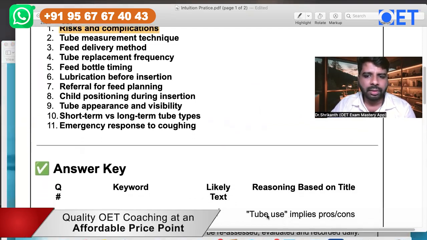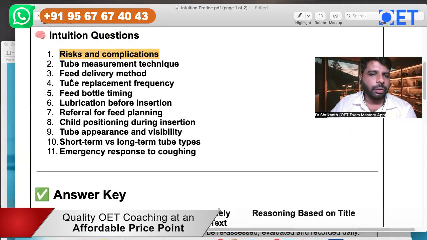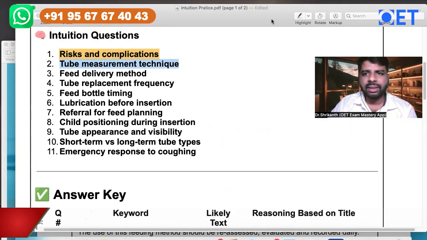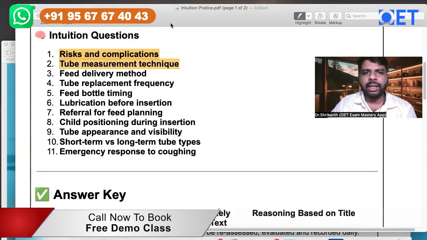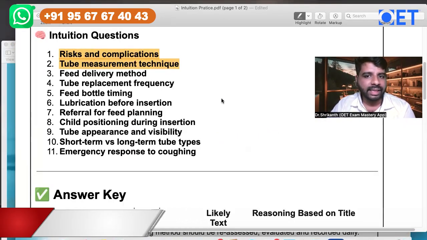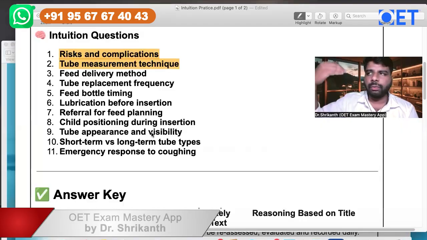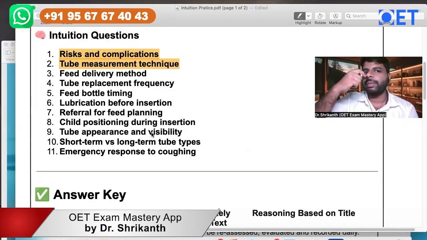Risk and complication, tube use, pros and cons, because over there we had something. Now see over here, the second word: tube measurement technique. What technique should we use to measure it? What is your intuition telling you? Yeah, very good. It is going to be in Text B, because there we talked about wide bore, fine bore, and also the measurement from earlobe to the nose, and that is the calculation method.